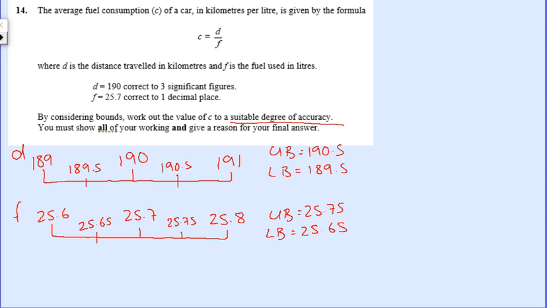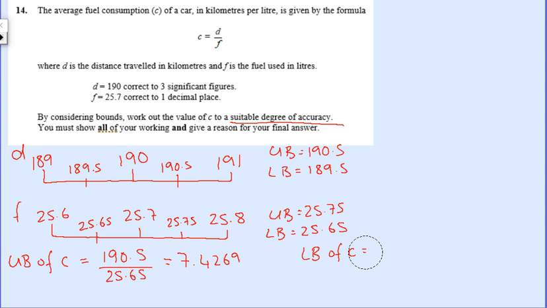So I'm going to start with the upper bound of C. And you get that by doing the upper bound of D divided by the lower bound of F, because you want as much as possible to begin with, and you want to split it into as few pieces as possible. And that gives you an answer of, I'm going to do it to a fair few decimal places, 7.4269. I'm also going to do the lower bound of C.